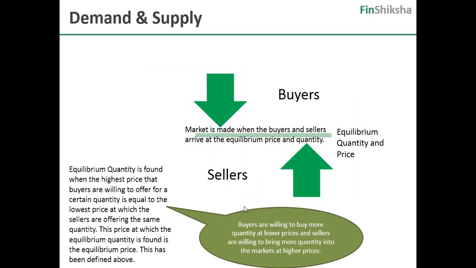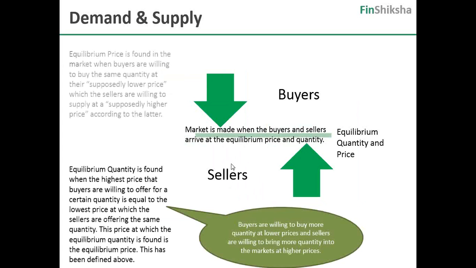So a market is typically made when buyers and sellers arrive at equilibrium quantity and price. What is equilibrium price? It is when the buyers are willing to buy the same quantity at what they think is the supposedly lower price, which the sellers are willing to supply at what the sellers think is a supposedly higher price. Correct. So a seller is happy because he or she believes that this is a great price they are getting for the product they are selling, and the buyer is happy because they believe that this is the best bargain they can get in terms of buying it. That's where the equilibrium gets established. That's where the trade happens as such.